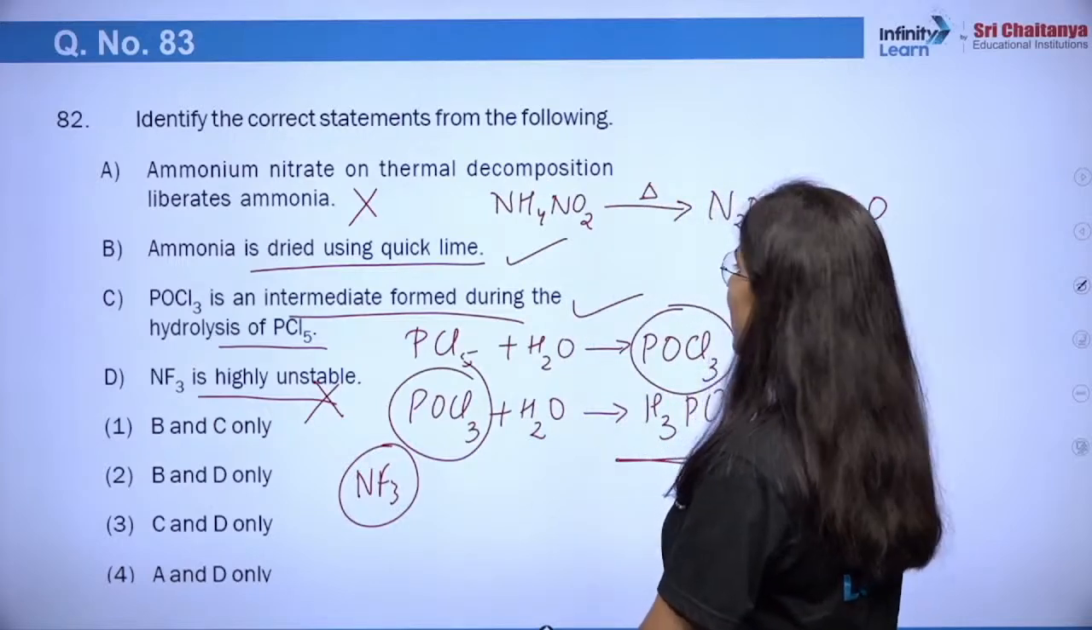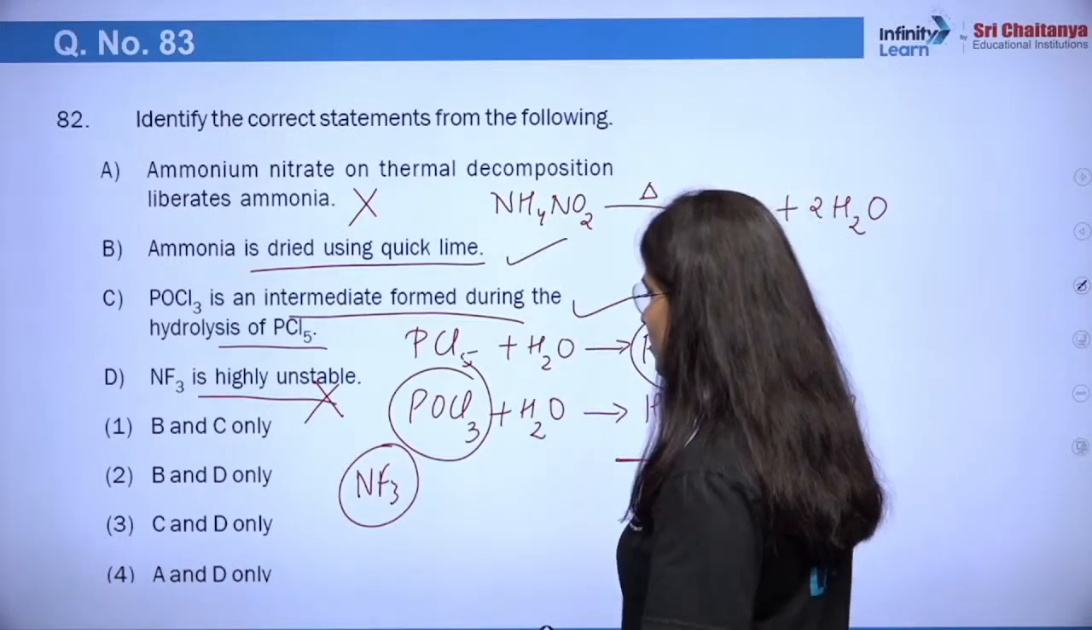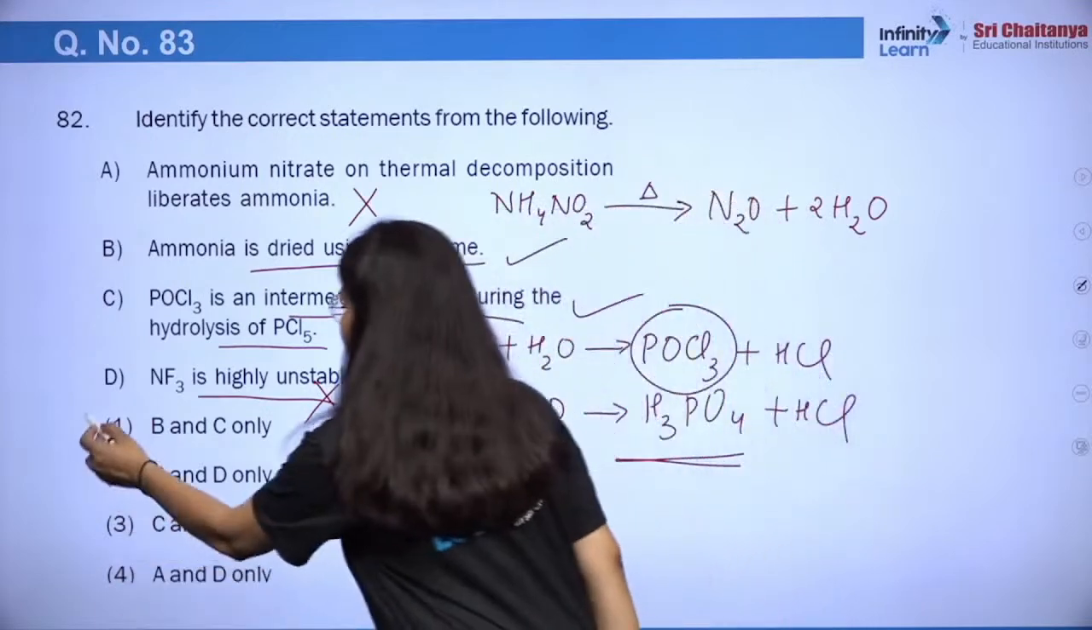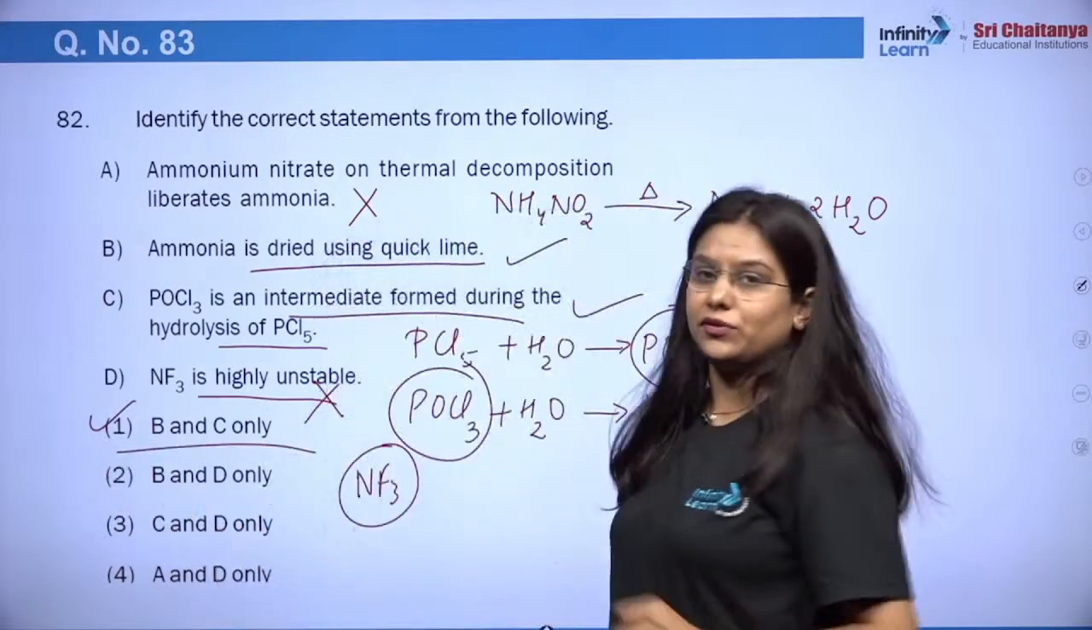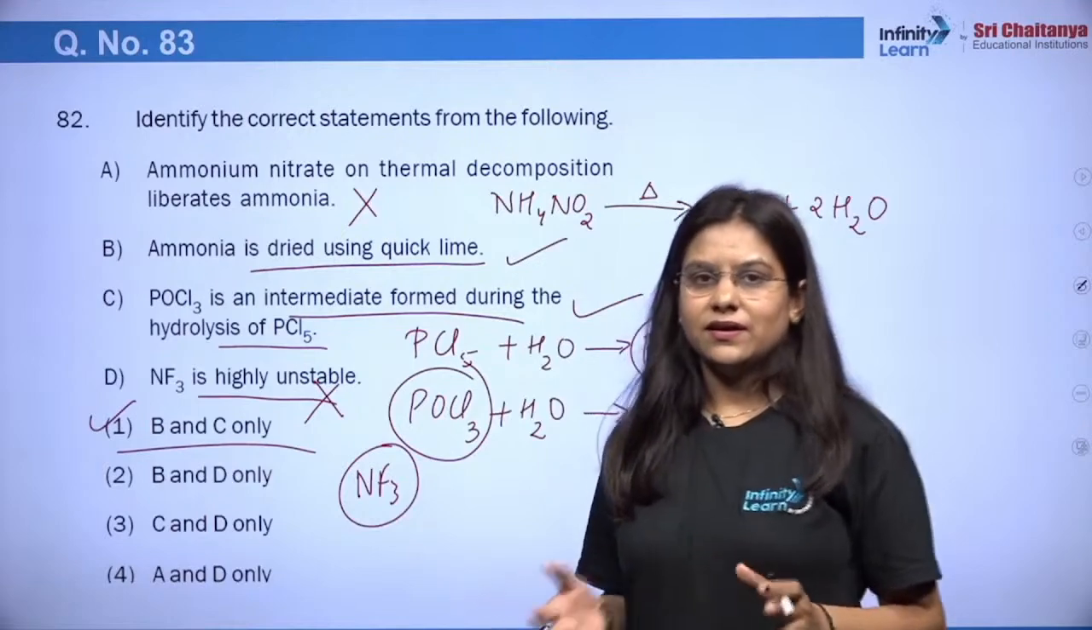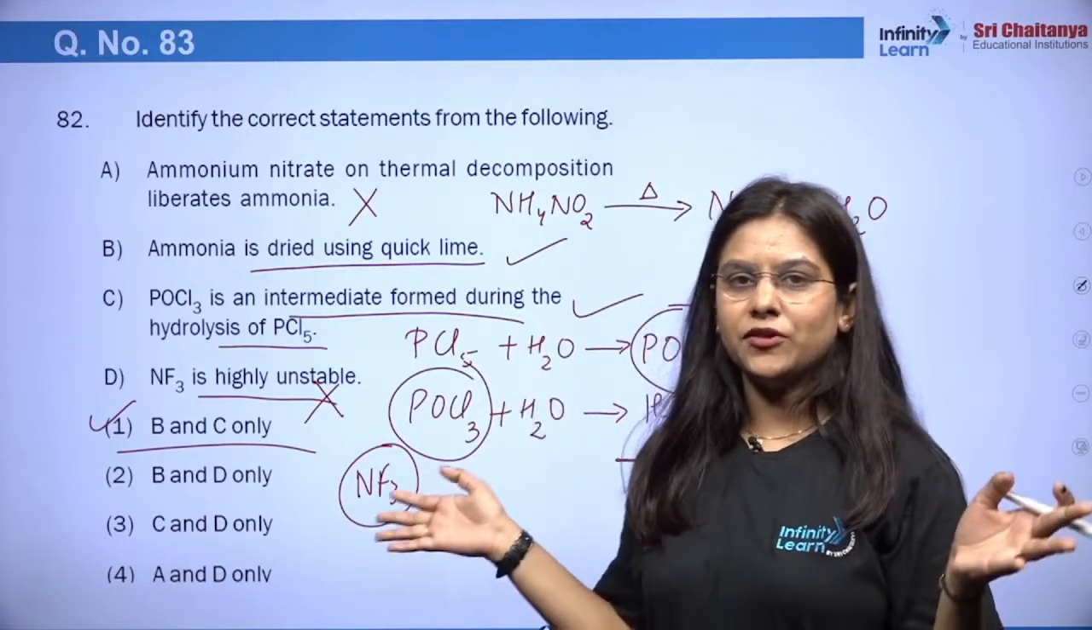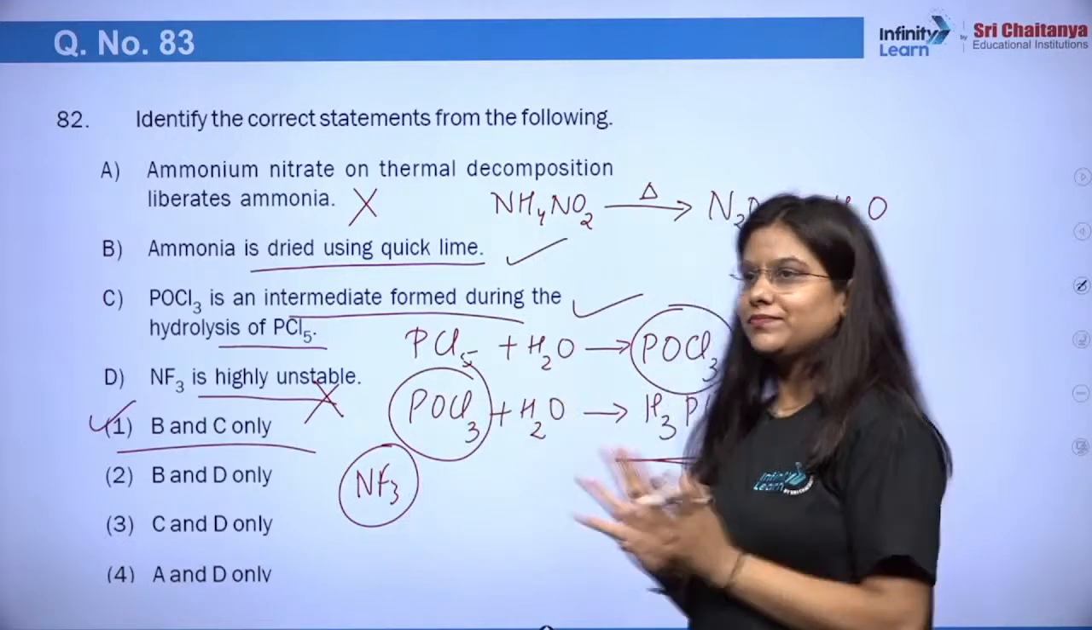So what is the correct answer? B and C are the correct options. So the correct option will be B and C only. Clear? Everybody remember this? Understood? Yes, perfect.